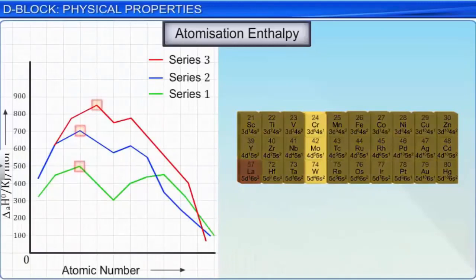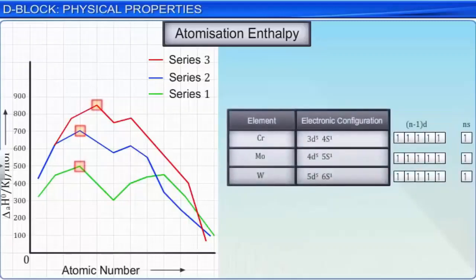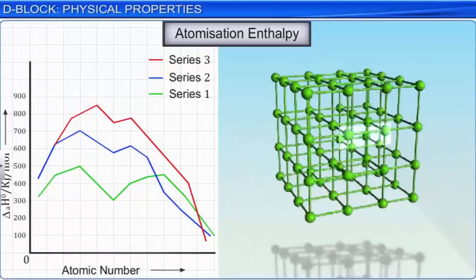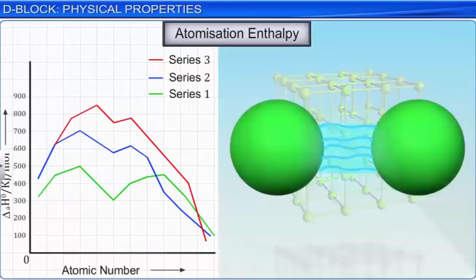From the graph, you can see that they exhibit maxima at about the middle of each series. The maxima in each series indicate that interatomic interactions are stronger in half-filled d orbitals. It means that the greater the number of unpaired electrons, the stronger are the interatomic interactions and the stronger is the bonding between atoms. Consequently, the higher are the enthalpies of atomization.